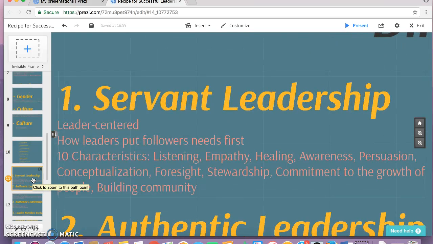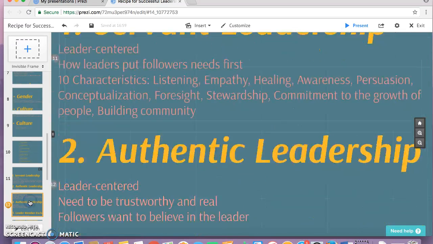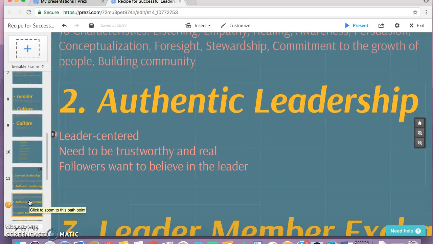So first we'll get servant leadership, and this is completely leader centered, and it looks at how leaders put the followers' needs first. So there's 10 characteristics of a servant leader. They have listening skills, empathy, healing, awareness, persuasion, conceptualization, foresight, stewardship, commitment to the growth of people, and building communities.